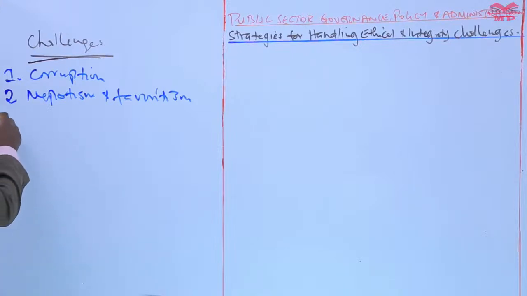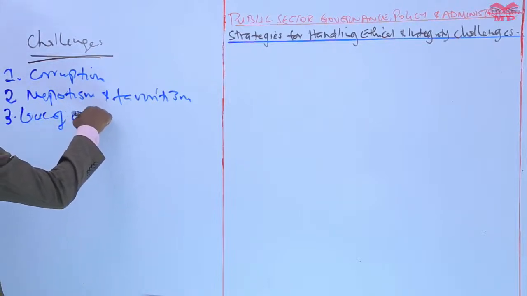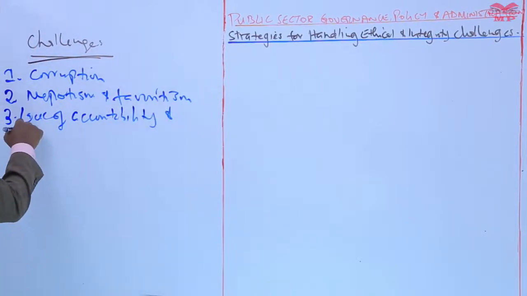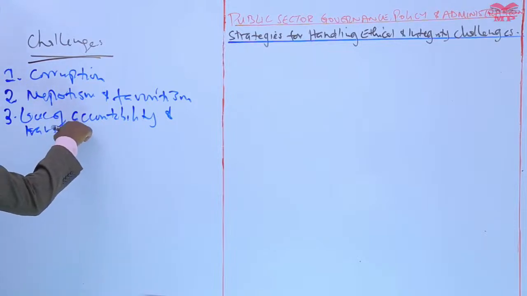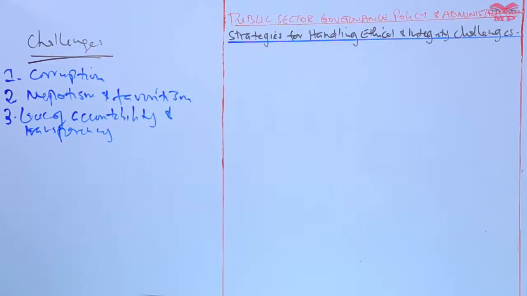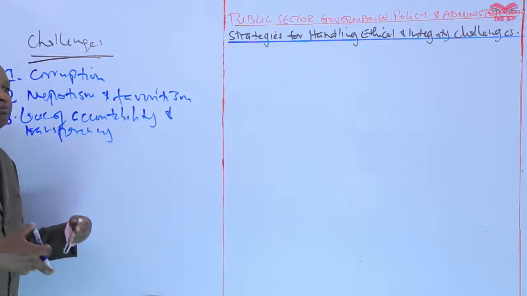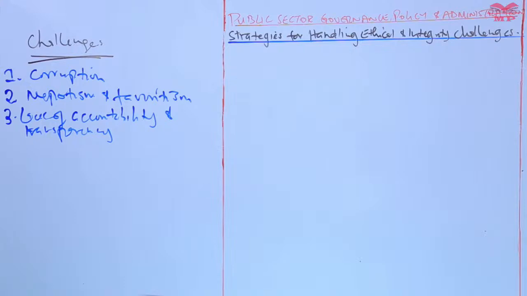There is also lack of transparency and accountability. Lack of transparency and accountability is another challenge. There is opacity in decision-making processes and lack of access to information, which fuel suspicion and mistrust. And the absence of clear accountability mechanisms allows unethical behavior to go unchecked, further eroding public trust and confidence in the public sector.